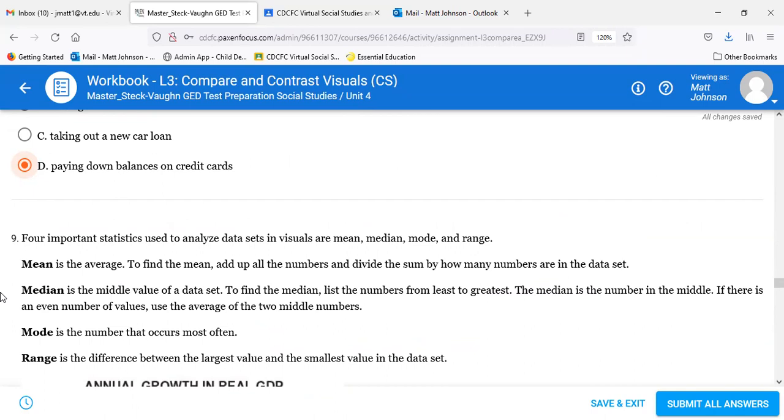Your test scores, your grades in school, those are averages, right? Median, on the other hand, is the middle value of a data set. To find the median, you list all the numbers from least to greatest. I imagine you've probably covered this in math at some point, or maybe in science. It's the number in the middle. Mode is the number that occurs the most often. And range is the difference between the largest and the smallest value, right?